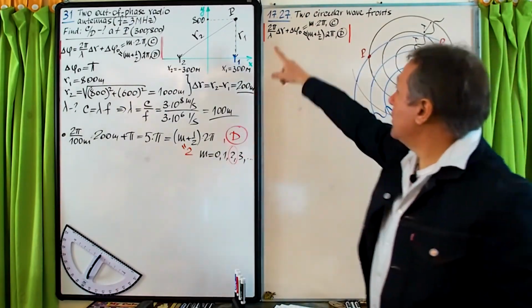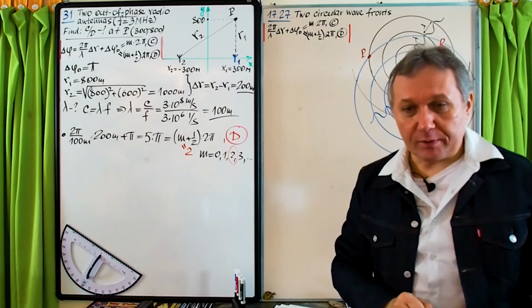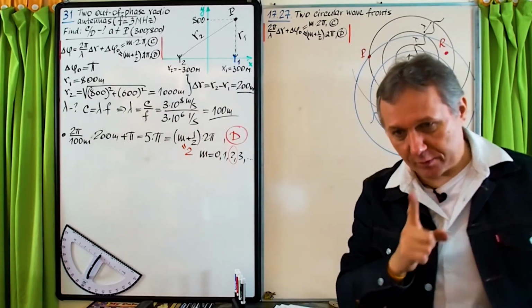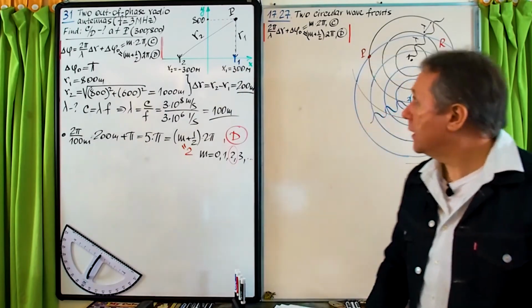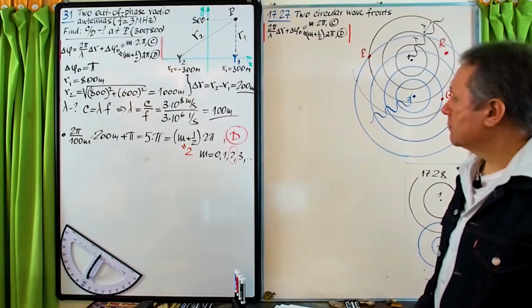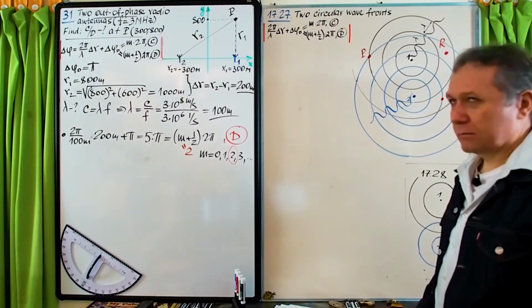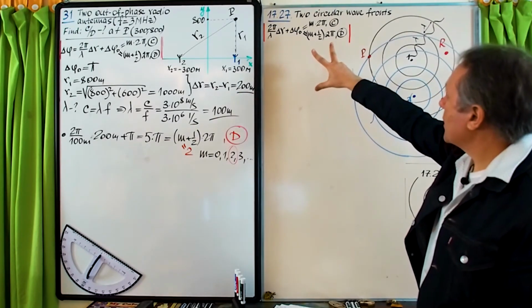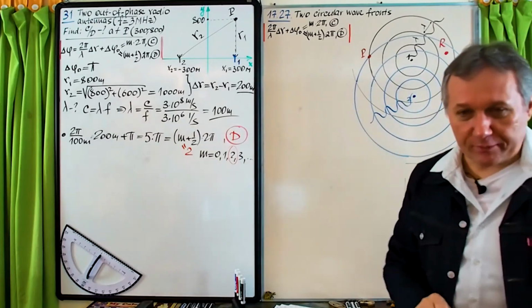It's problem 27 from chapter 17. This problem is from chapter 33. It's about light. I think from chapter 33. Okay. So we have two circular waves.